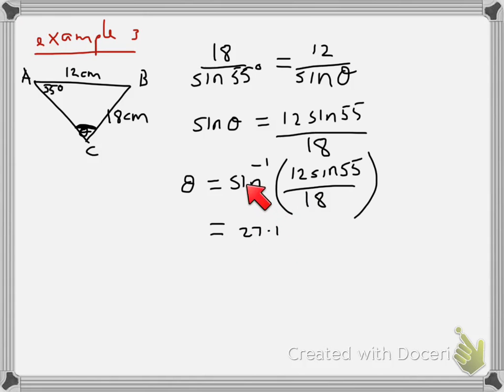So on your calculator in the trig section you'll see the sine with a little -1 up the top. That's when you want to actually find the angle.